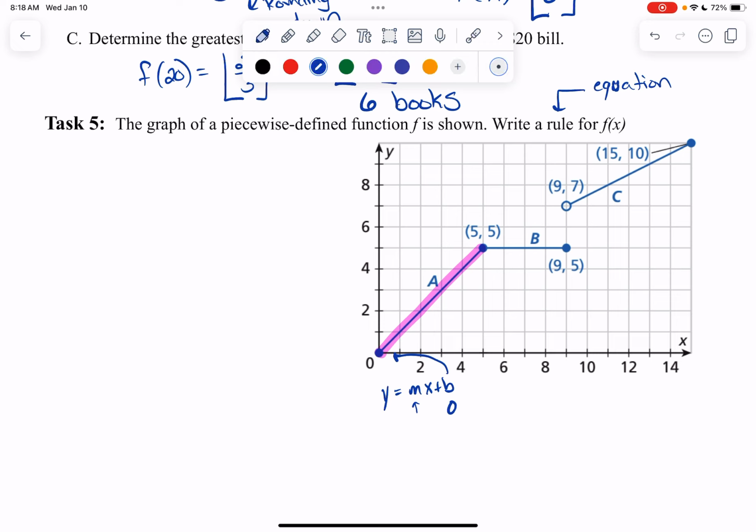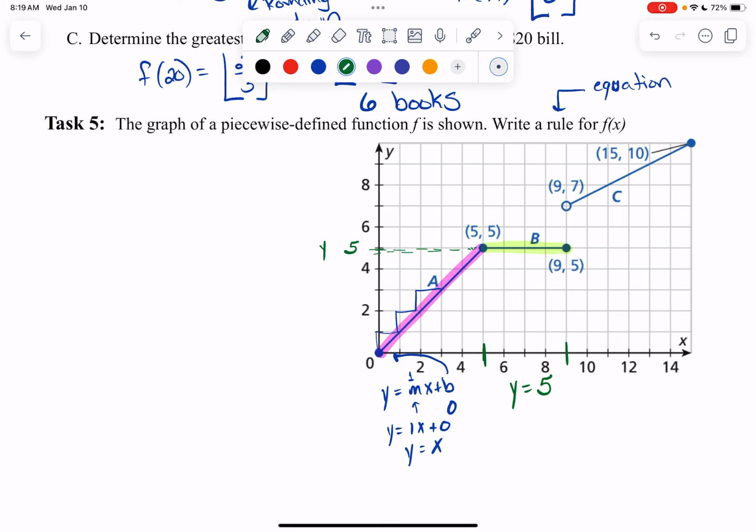So it looks like my slope is up 1 over 1, up 1 over 1. So my slope is 1. So my equation is y equals 1x plus 0, which we just write as y equals x. So that's for that little pink piece. Now let's write the equation for this piece. Well, that piece in between there is just a straight horizontal line at 5. So my y is 5. So the equation for that piece from here to here would be y equals 5.